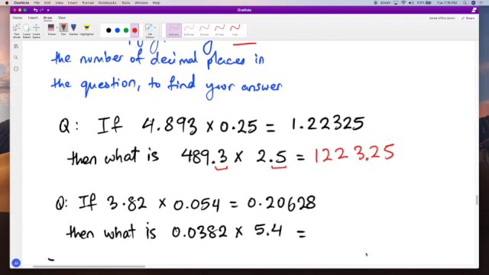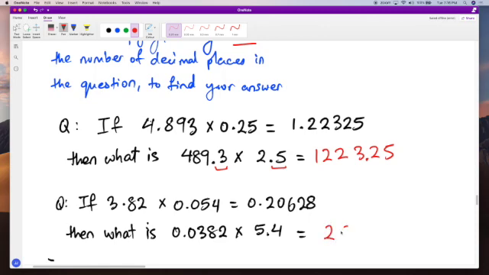We have our next one here. If 3.82 multiplied by 0.054 is equal to 0.20628, then what is 0.0382 multiplied by 5.4? That would be 2.0628.